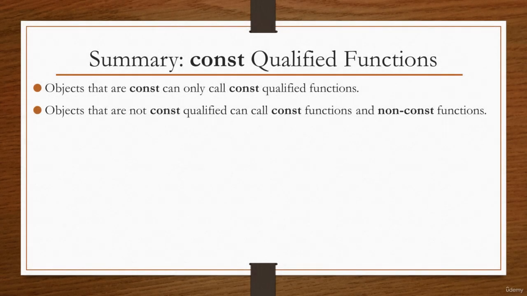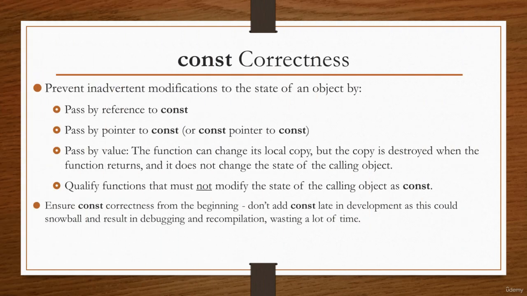Okay, just a summary for you on what we just discussed. Before we move on to the next section, objects that are const can only call const qualified functions. Objects that are not const qualified can call const functions and non-const functions as well. Okay, for the final section I want to introduce const correctness. Basically the goal with this is to prevent inadvertent modifications to the state of an object by doing the following things. So you pass by reference to const.